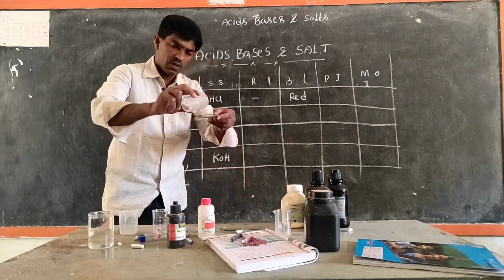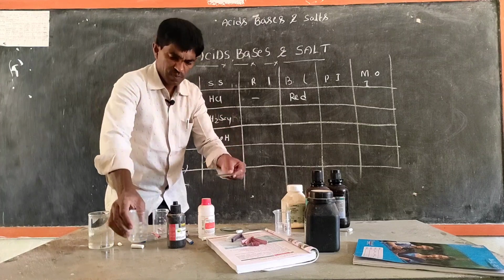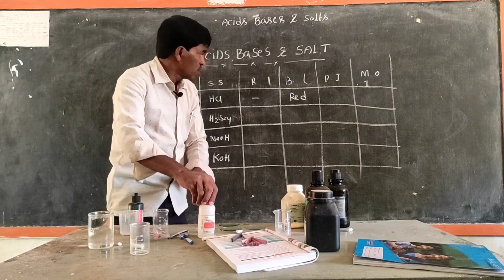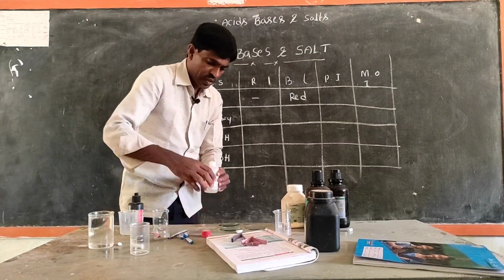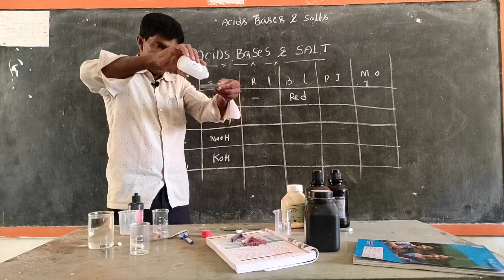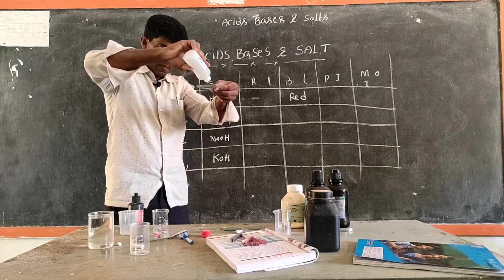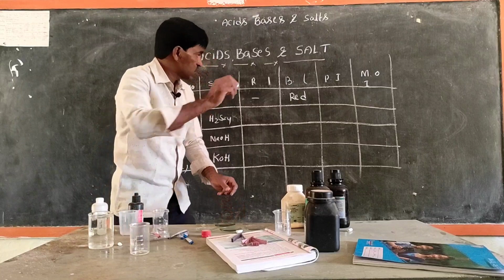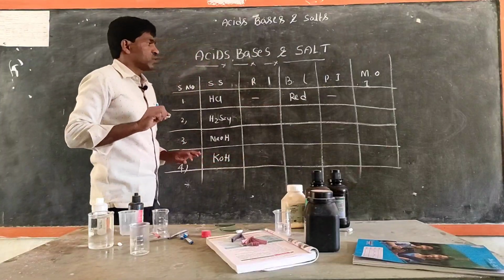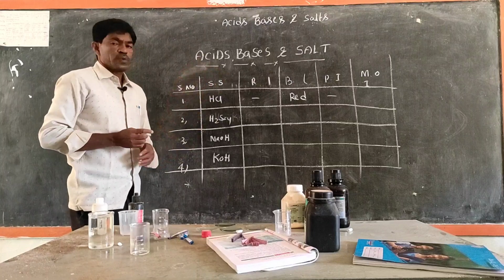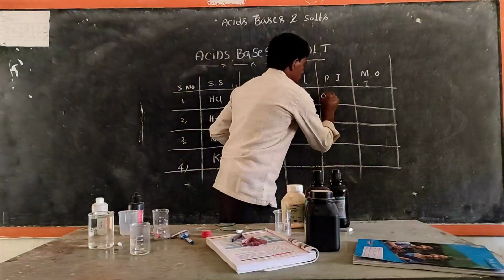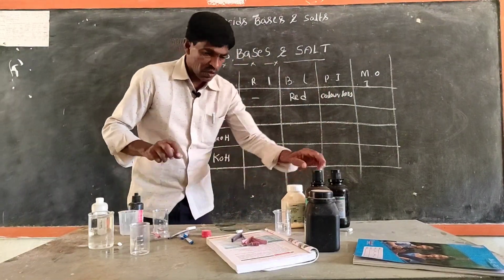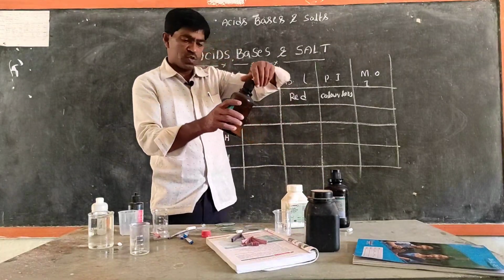Take a watch glass, take some HCl and add a little drop of phenolphthalein indicator. It stays colorless, there is no change. So acids do not turn phenolphthalein indicator to any color, it is colorless. And again with the methyl orange.